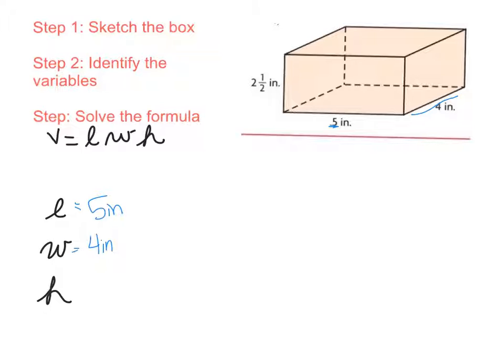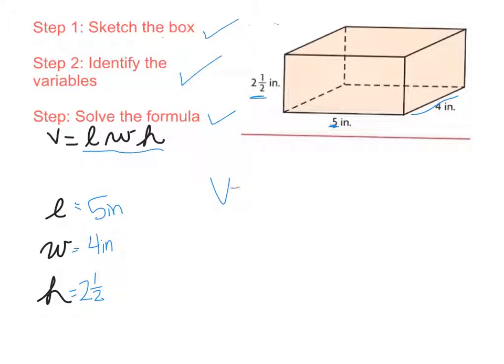And our height, or how tall it is, is 2.5 inches. So I went ahead and first sketched the box, then I identified the variables. Last, I need to solve the formula. So I'm going to go ahead and rewrite my formula here.